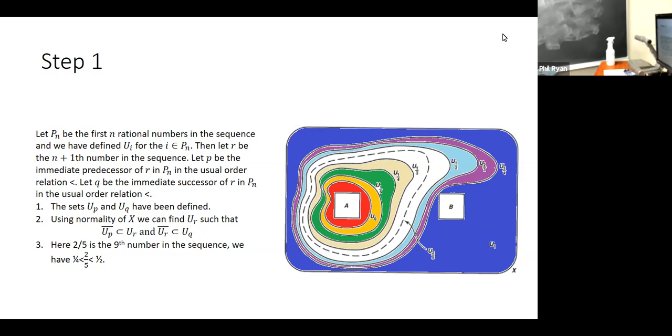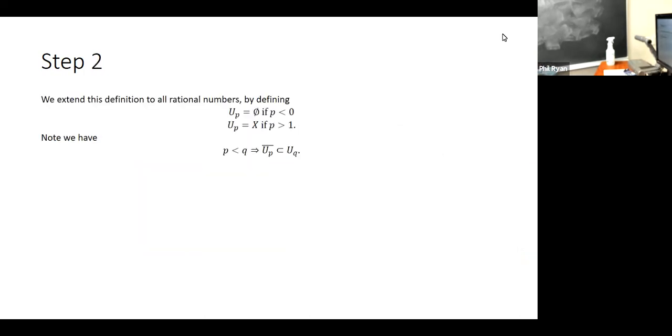And so how can we turn this then? Oh, first we've got to extend it to all the rational numbers. And that's pretty straightforward. So if it's a negative rational number, we let UP be the empty set. And if P is bigger than 1, we just let it be the whole set. And we still have that if P is less than Q, then the closure of UP is contained in UQ. All we've got to worry about, because we've set it up that way with the numbers between 0 and 1, well, if P is negative, this is empty. That's always going to be contained in what's over here. And if Q is bigger than 1, then this is going to be the whole set. And of course, that contains everything else. So it extends all the way.